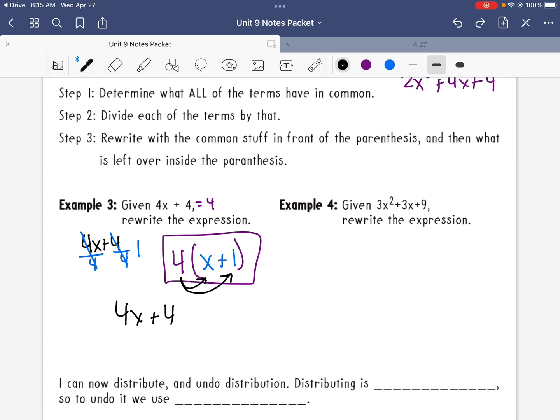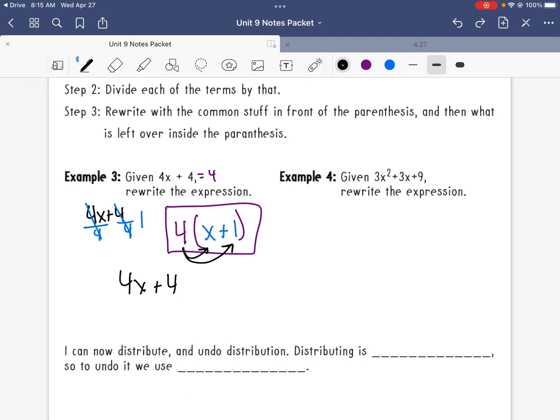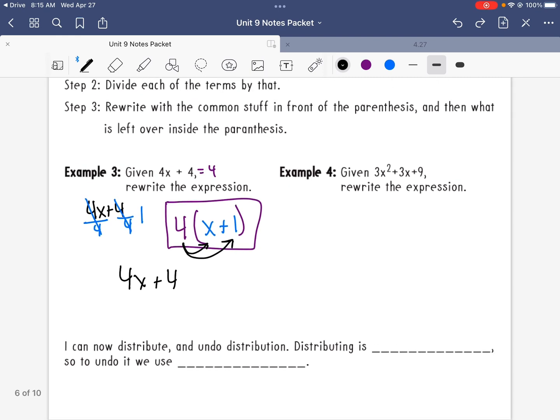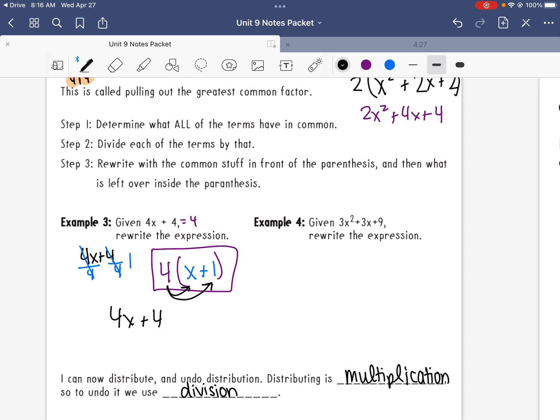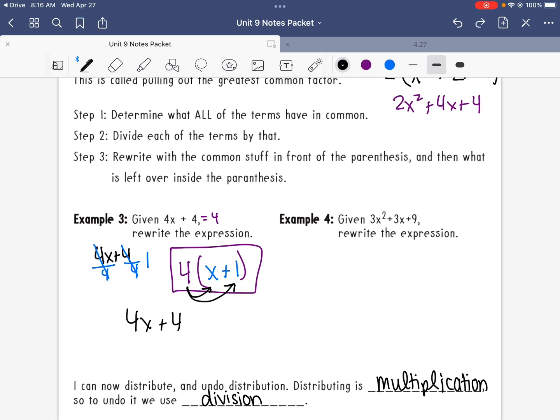Okay. All right. So I want you guys to go ahead and try this example on your own. If you get stuck, I will go over it at the very end of this video. Okay. But I want to do this first. I can now distribute and undo distribution. Distributing is multiplication. So to undo it, we use division. Okay. All right, so I want you guys to go ahead and try this one out. Okay, so pause the video, make sure you've done this before you go on.